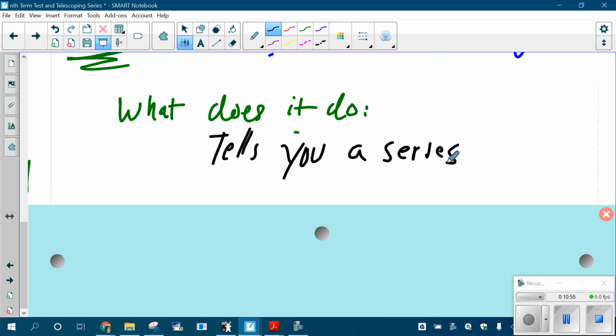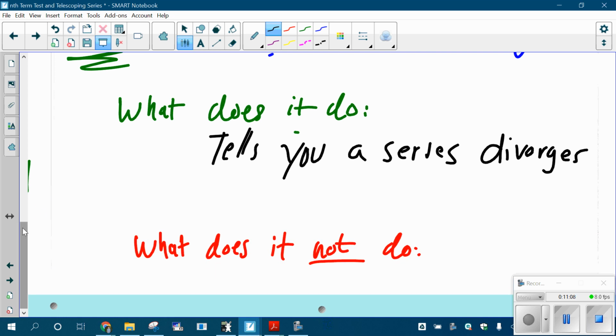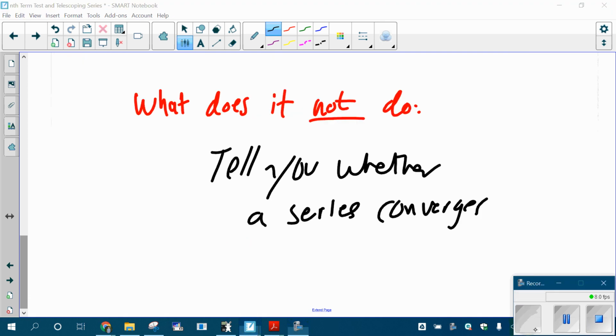I almost caught myself there. That's all it does. Diverges. Does the series diverge? It can answer the question, yes. It does not tell you convergence. It does not tell you whether a series converges. So it's not like you're checking if the nth term test applies and then it tells you whether it converges or diverges. Either the nth term test applies and it diverges, or you know absolutely nothing.